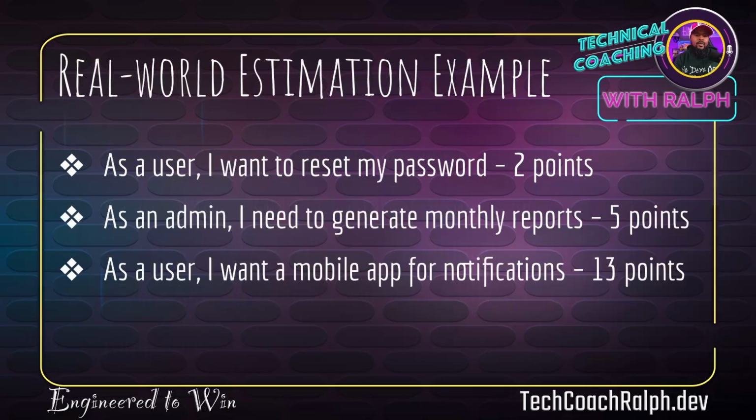All right. So here are some real world estimation examples. Right. So as a user, I want to reset my password. So now the team might discuss it. They might say, okay, we already have all the infrastructure done. This is just going to send an email that hits the API to reset the password. Send an email. So low level of effort, all the infrastructure is already there.